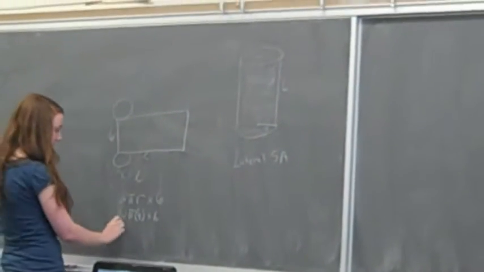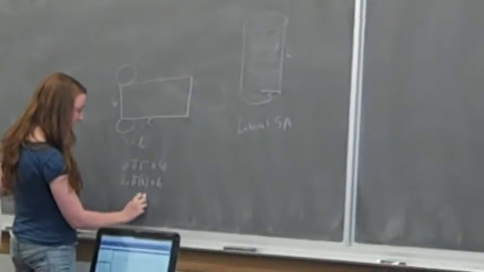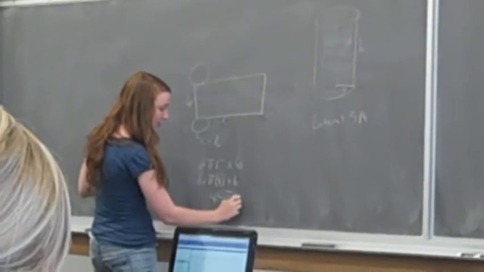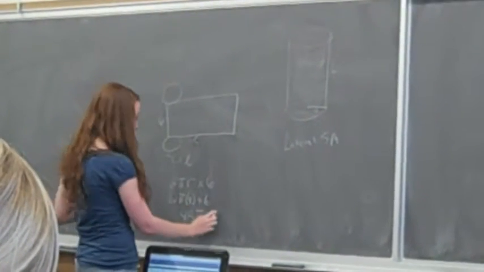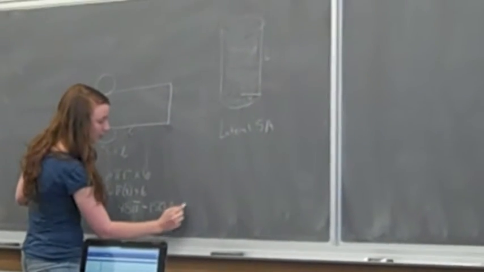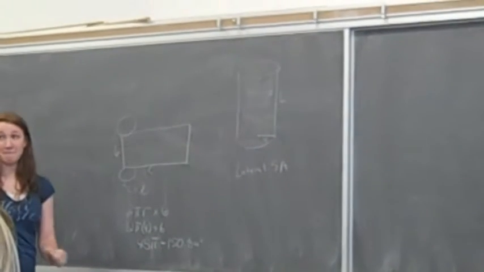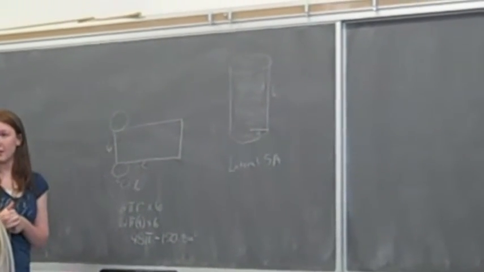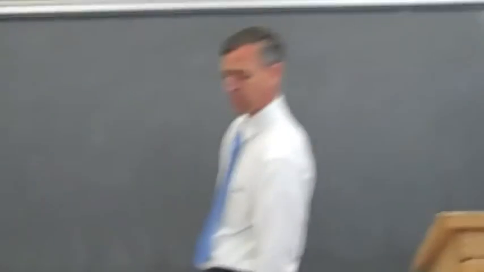That's 8 times 6, so 48 pi equals, and then what was the answer? 150.8. Is that right? You okay? Makes sense? Anybody have any questions?